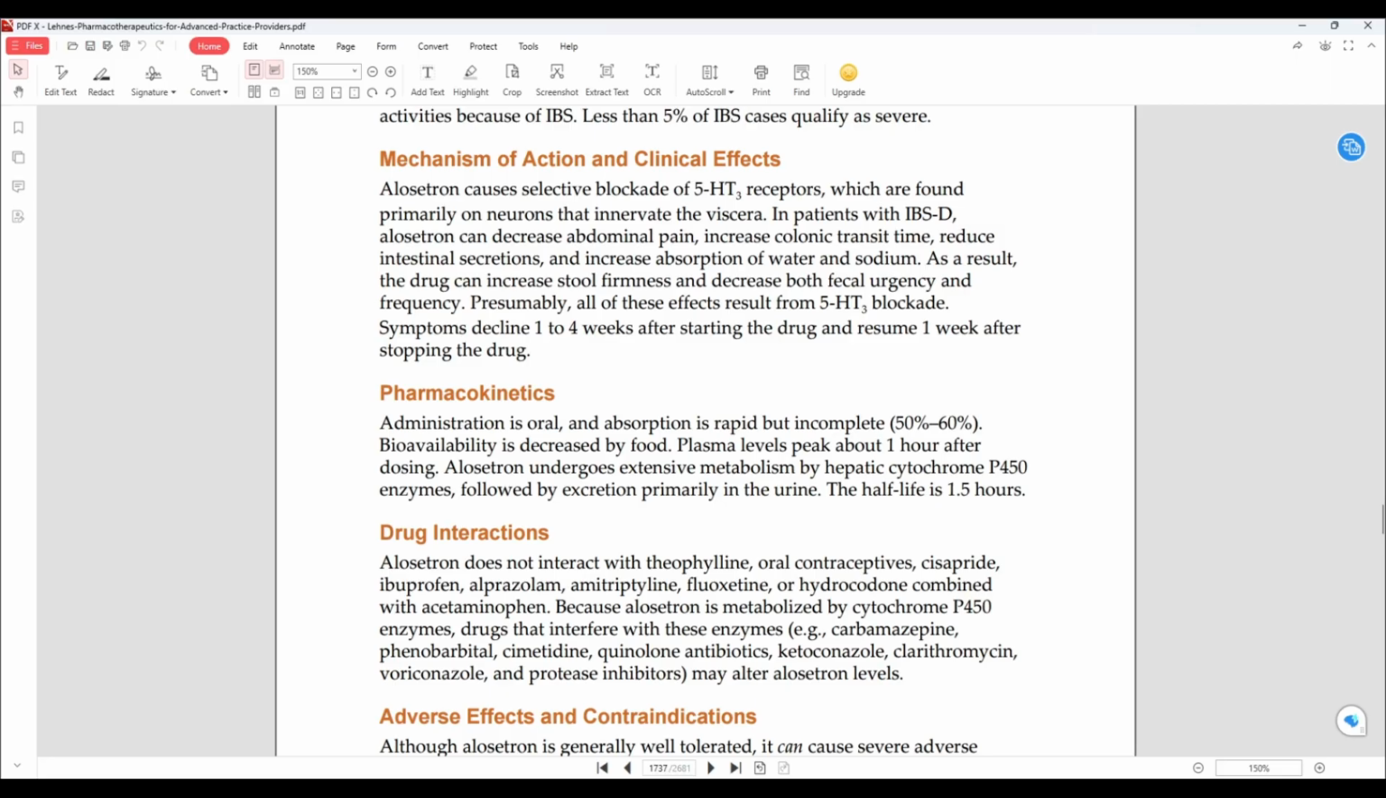Its mechanism of action. So how does it truly work? Well, it causes selective blockade of the 5-HT3 receptors, which are found primarily in the neurons that innervate the viscera. In patients with IBS-D, alosetron can decrease abdominal pain, increase colonic transit time, reduce intestinal secretions, and increase absorption of water and sodium. As a result, the drug can increase stool firmness and decrease both fecal urgency and frequency. Presumably, all of these effects result from 5-HT3 blockade. Symptoms decline in 1 to 4 weeks after starting the drug and resume 1 week after stopping the drug.